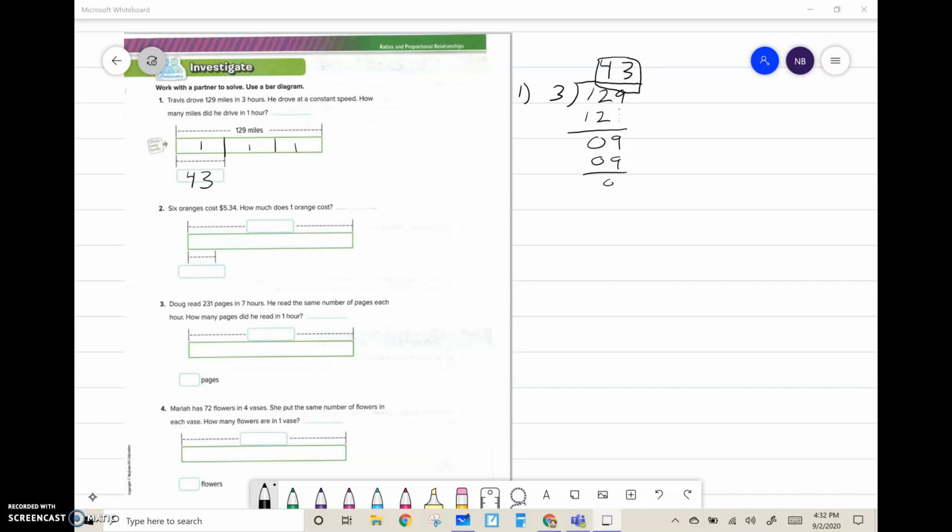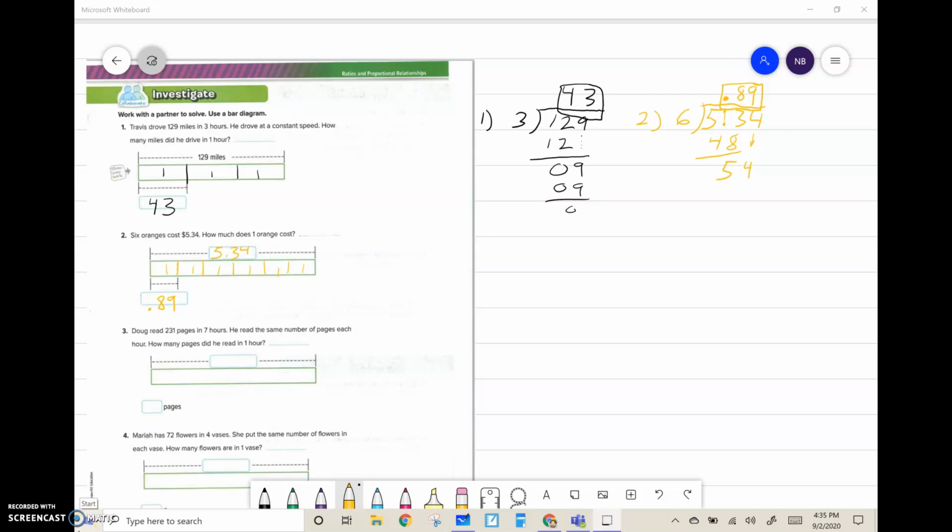So what we had to do was, if you look over here, we took the total amount of miles and divided it by 3. We did some long division here and ended up with 43. So 43 is the amount of miles that he would drive in 1 hour.